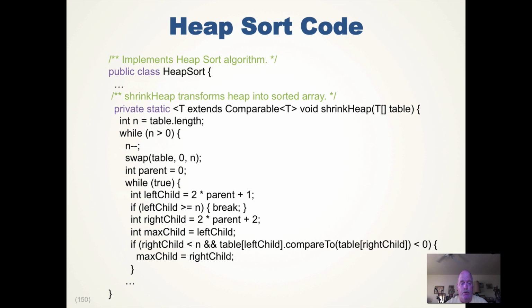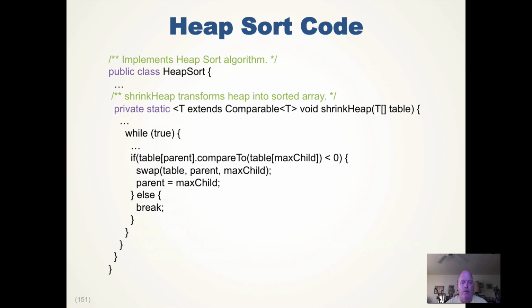So we're going to loop, so we need to calculate the left child, and if the left child is greater than n, that means we're past the end, we're at the leaf, we're done. Then we calculate the right child, and then we need to find the max child, which index is the maximum of the two children. So that's what we're doing here. So we got the maximum.